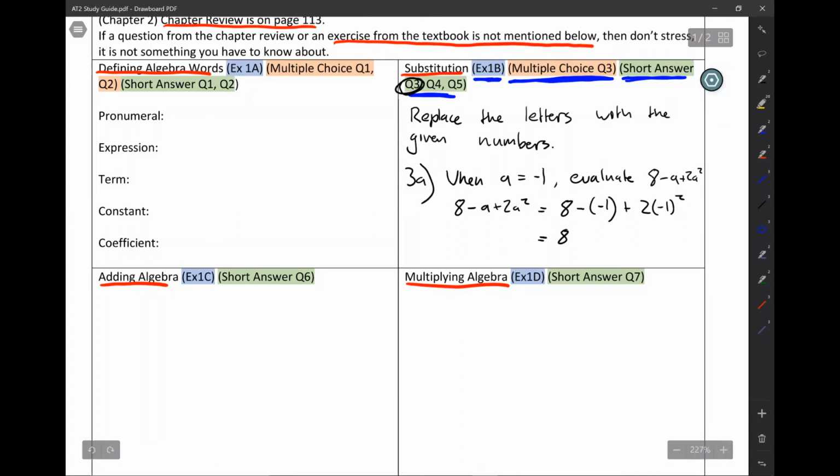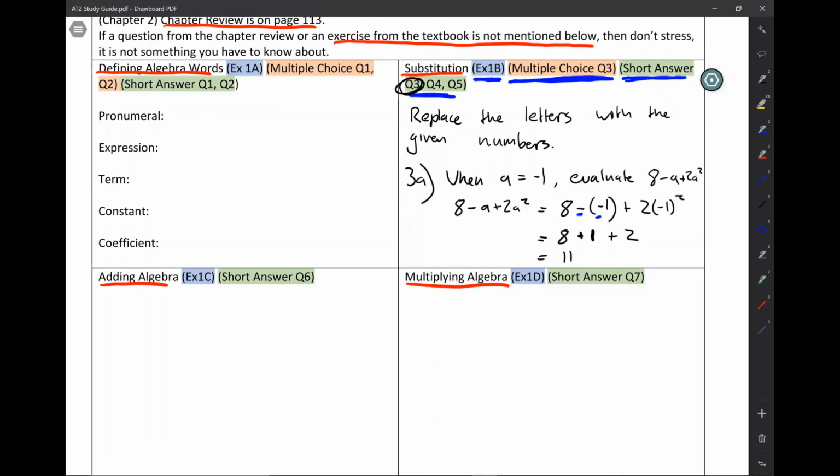8 minus -1, a minus here times a minus becomes a positive. And plus 2 times -1 squared. -1 squared is just 1, times 2 is 2. 8 plus 1 plus 2 is 11. There we go. I've solved an example.